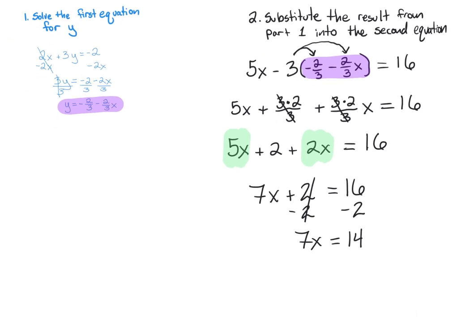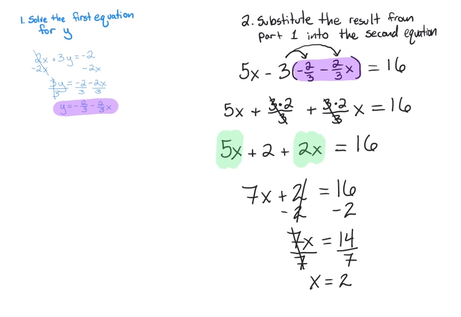Our last move then is to divide by the coefficient. If we do it to one side, we do it to the other. 7 and 7 cancel each other out, just like the 3's did up here. And we're left with x is equal to 2. Now, that's just the x value. We still need to find the y value.